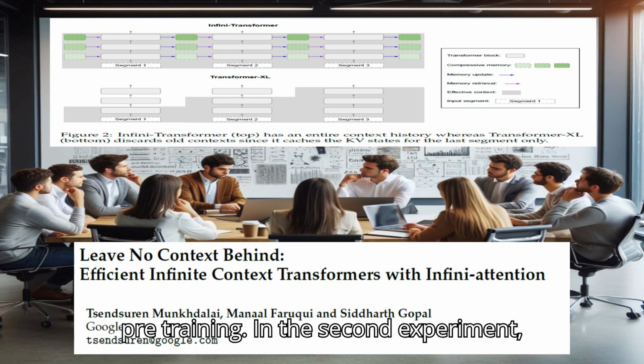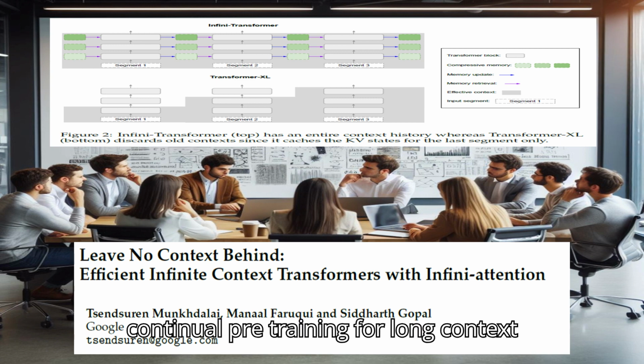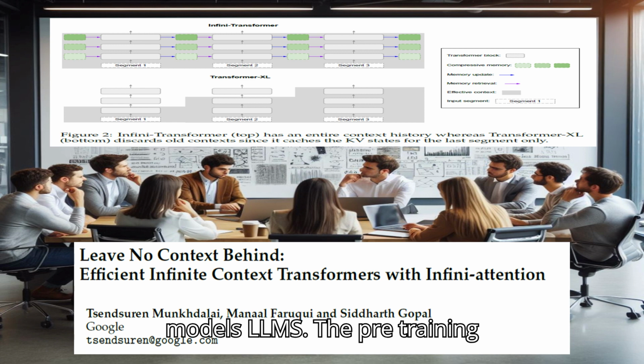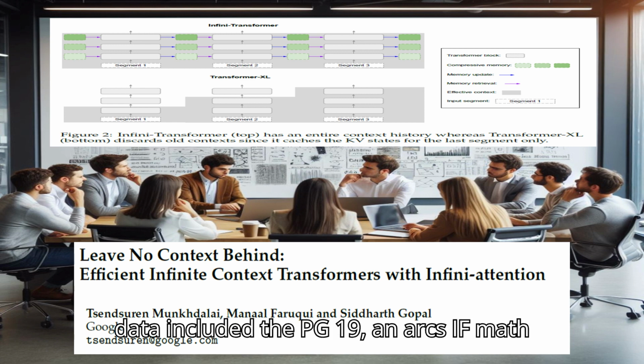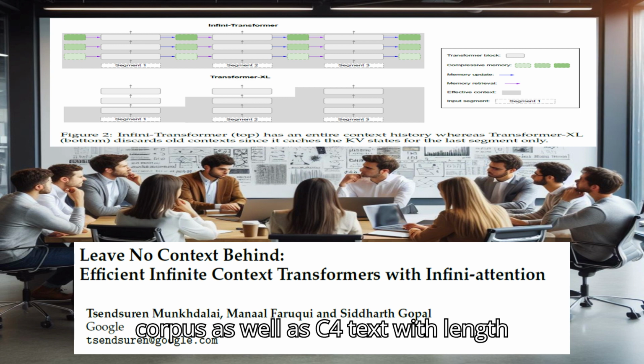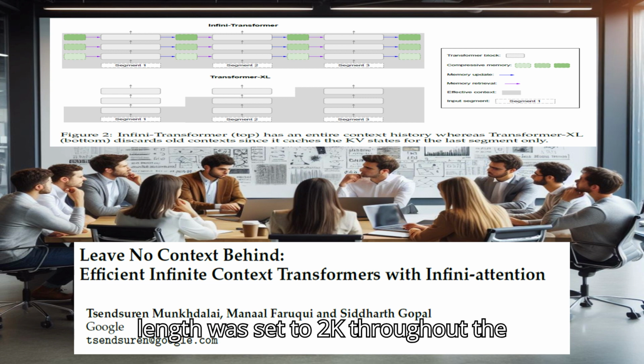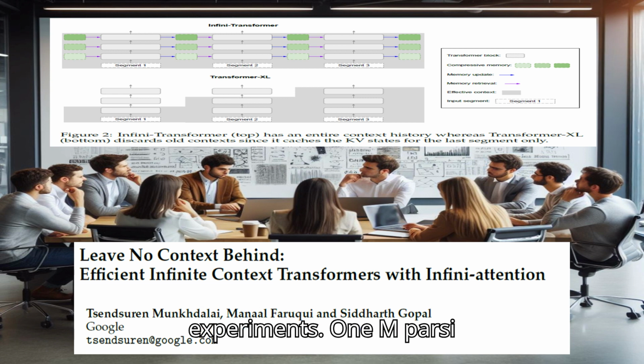LLM continual pre-training. In the second experiment, the authors performed a lightweight continual pre-training for long context adaptation of existing large language models, LLMs. The pre-training data included the PG19 and ArXivMath corpus as well as C4 text with length more than 4K tokens. The segment length was set to 2K throughout the experiments.